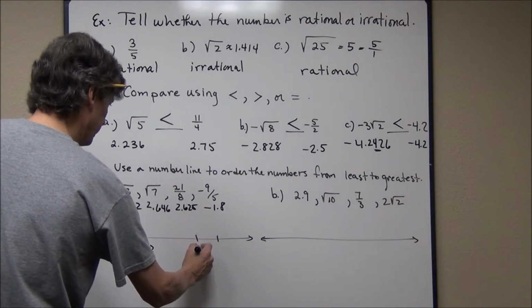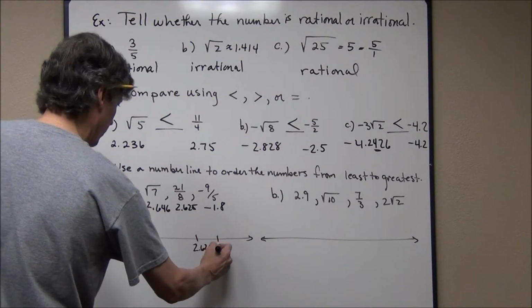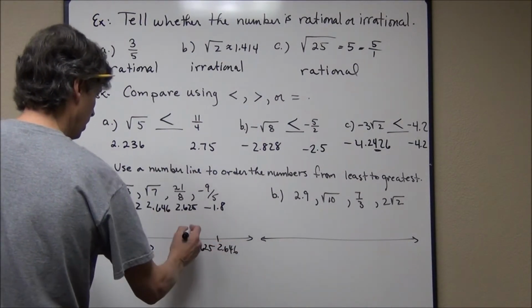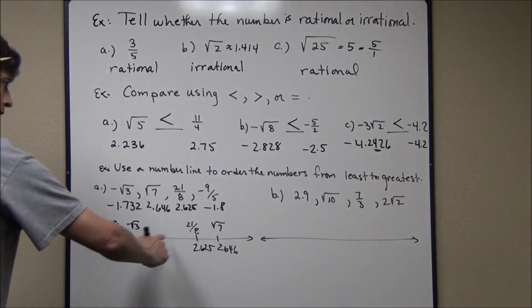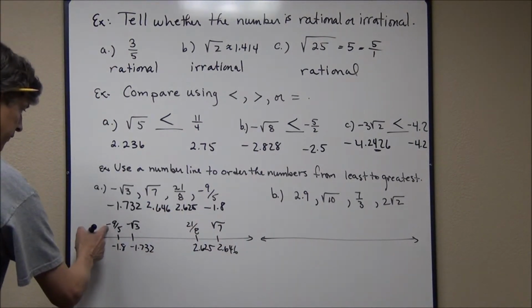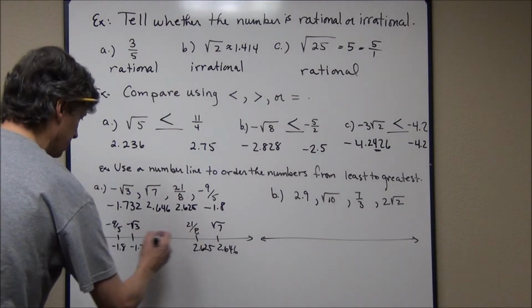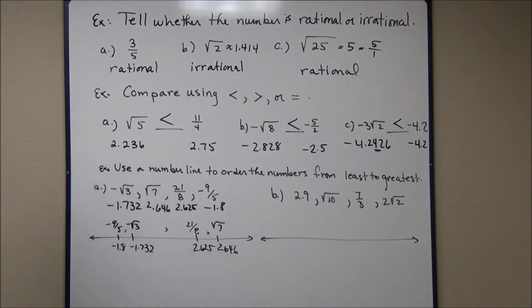This is 2.625 and this is 2.646. So 21 over 8 and the square root of 7. And there are my numbers in order from least to greatest. This one first, then this one, then this one, then this one. And if it helps, you put commas in between.